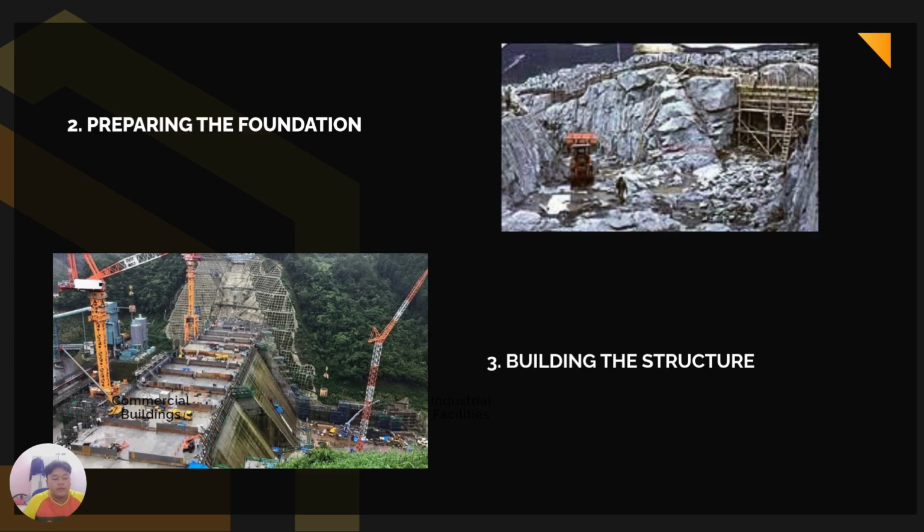Two, preparing the foundation. Workers excavate the dry riverbed down to the solid bedrock. They clear away loose mud, rocks, and sand to ensure the dam has a strong, immovable foundation that won't shift under pressure. Third one is building the structure.